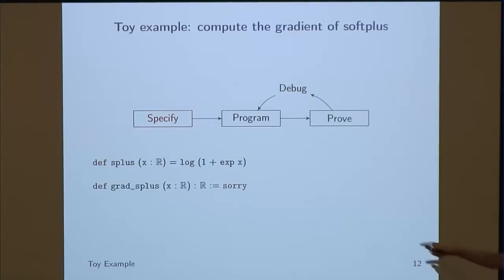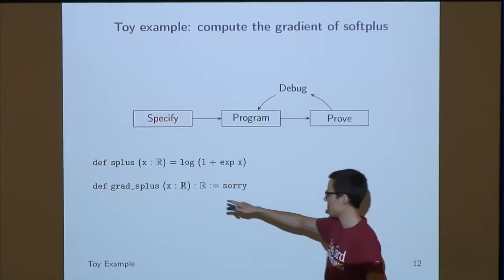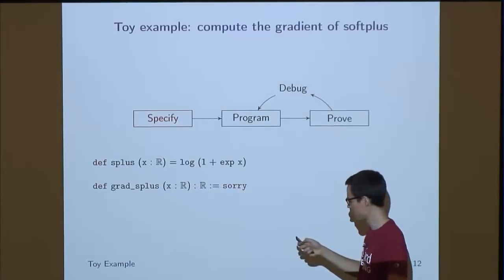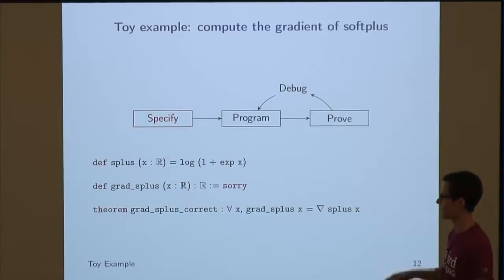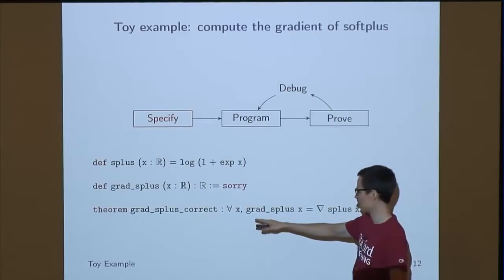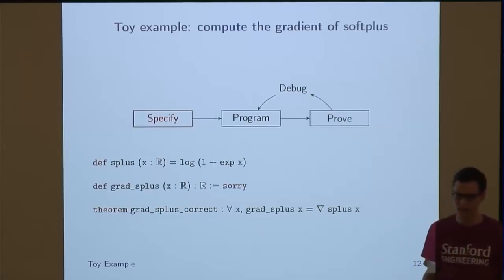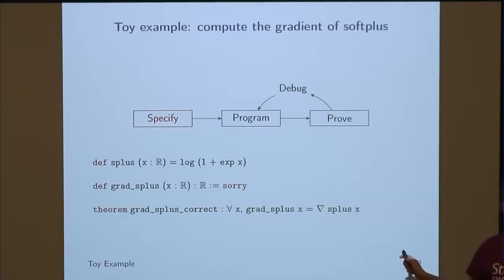And we want to write a function grad Softplus that takes a real number and gives you a real number. We're going to leave it as a placeholder for now. And then here's the specification. Grad Softplus is correct if for all x, it computes the gradient of the Softplus function at x. Everybody who wants to follow this is following? Okay.